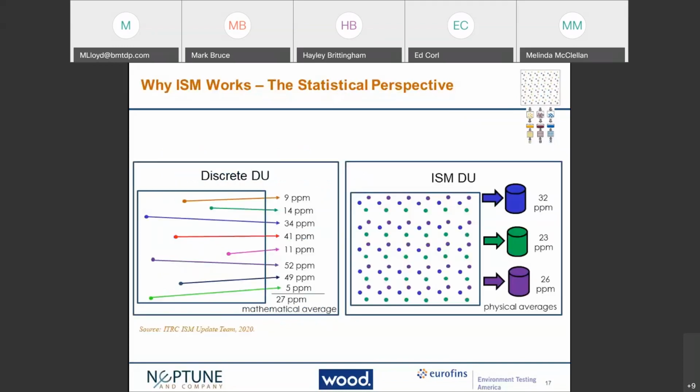So as Mark explained, due to the heterogeneity of soil, discrete samples may be highly variable due to the potential for anomalies at different scales. So the image on the left shows the variation in concentrations that we might expect if we collected discrete samples. ISM designs combine material from across the decision unit into a single sample, so the sample result is an estimate of the average concentration of the decision unit. And the way I like to think of it is the sampling process actually does the averaging for us.